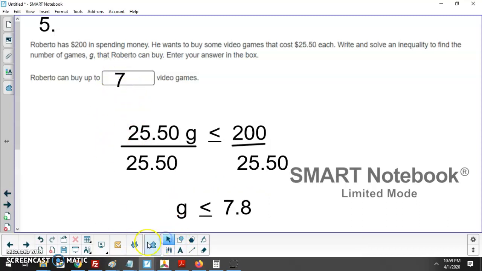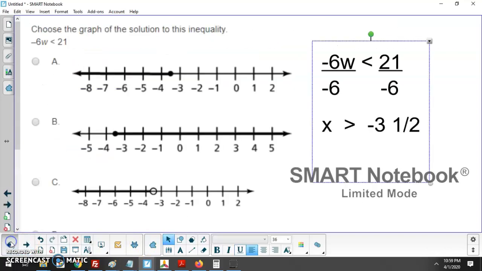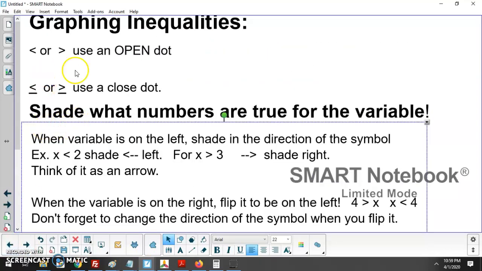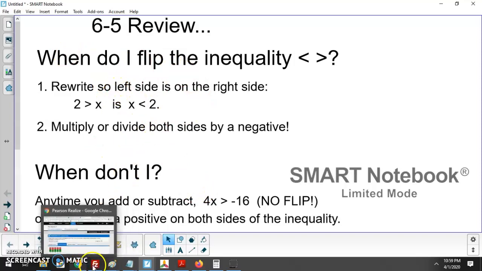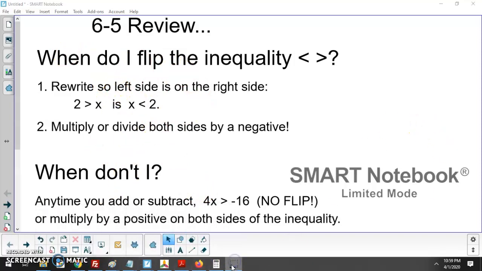All right. Anyways, I hope that helped you today here a little bit. Really, you're just trying to get the letter by itself, and you have to keep track of when you flip it or when you don't. And just look at this here. If you still aren't sure, shoot me an email, send me some questions.